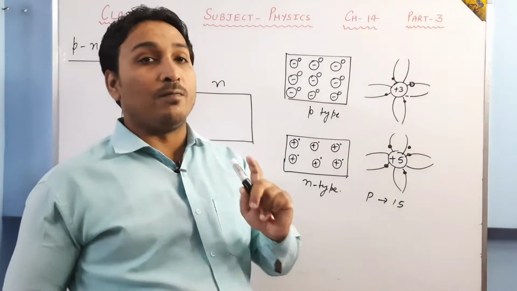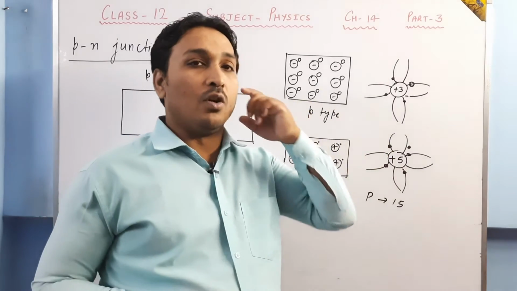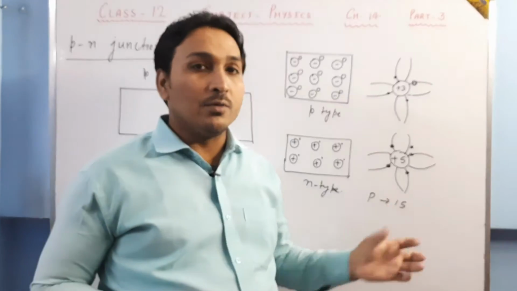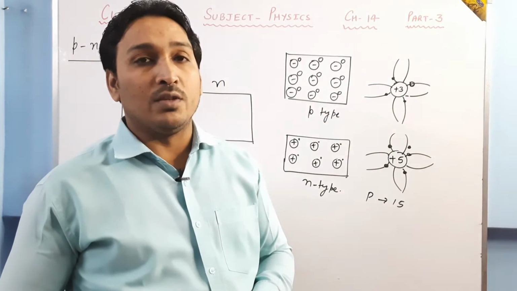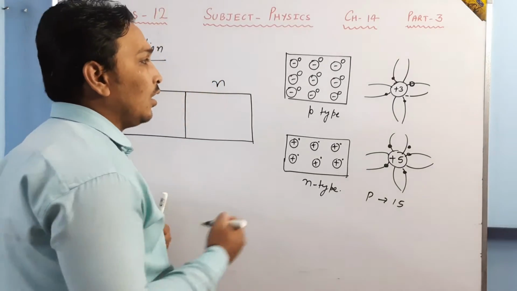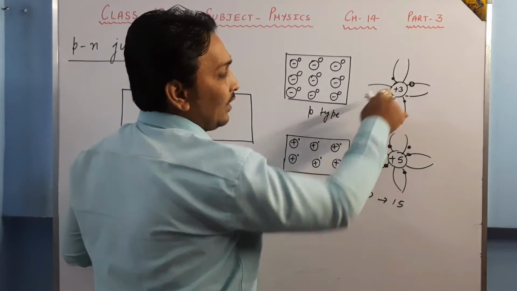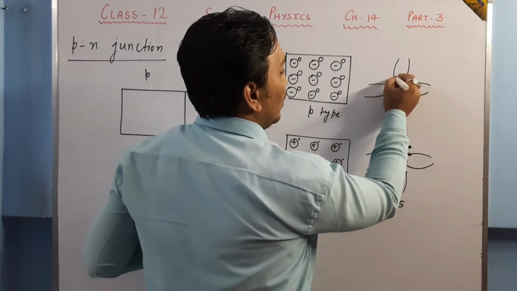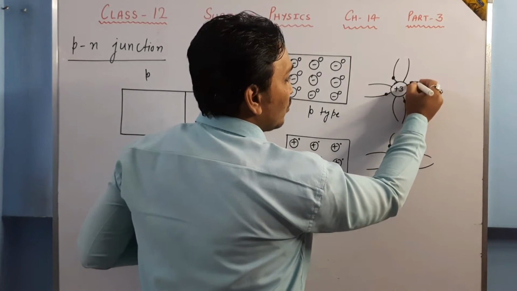This is related to the first lecture of the chapter, when we studied the valence bond model. If you are not able to understand these diagrams, please go through the first part of this chapter 14 lecture series, right? So once again, let me repeat. This is a p-type semiconductor. For p-type, we add a trivalent impurity. For a trivalent impurity, 3 of its electrons make covalent bonds. One vacancy is created, which is called a hole.